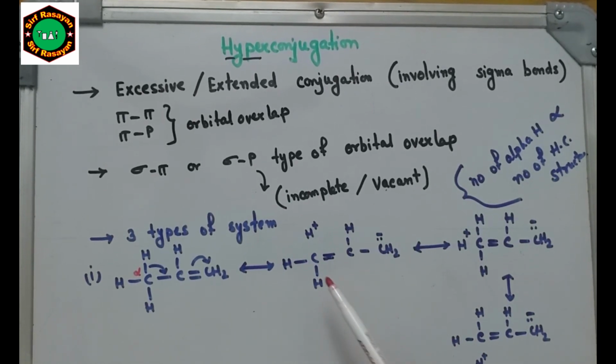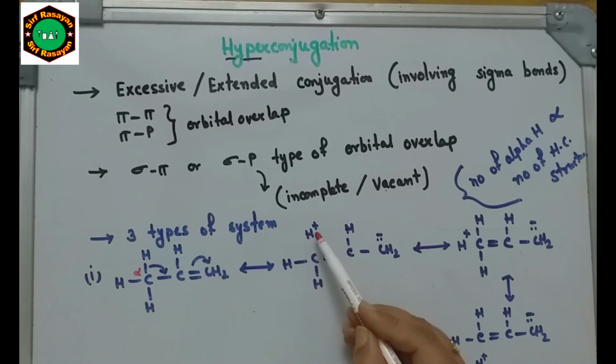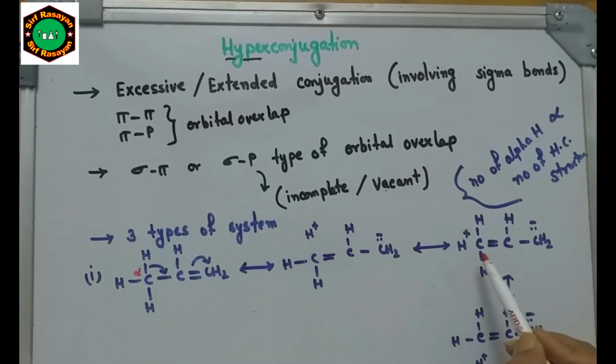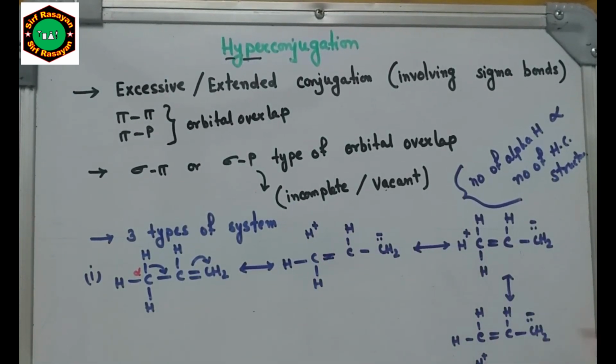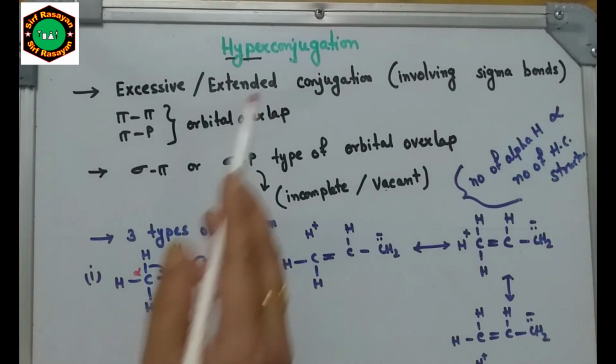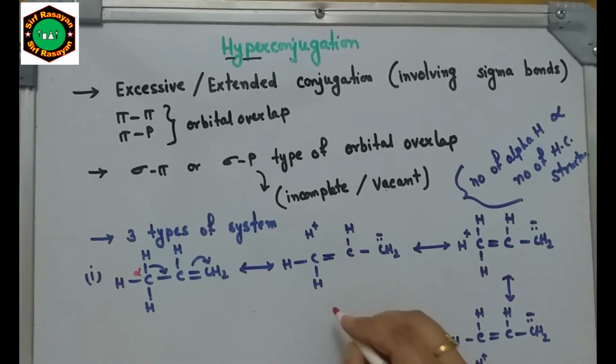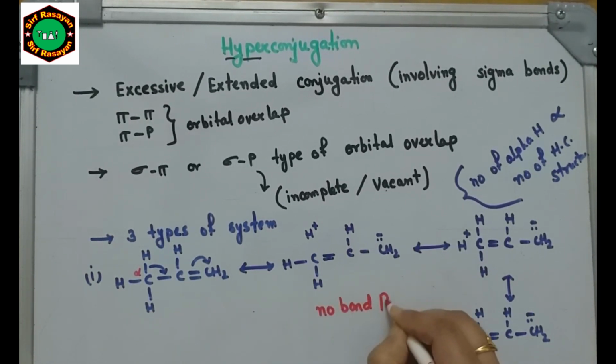Another point you have to remember: when we are writing this structure, there is no bond between this H and this carbon, between this H and this carbon, between this H and this carbon. So another name of hyperconjugation is no bond resonance.